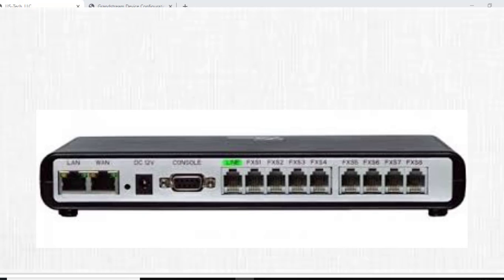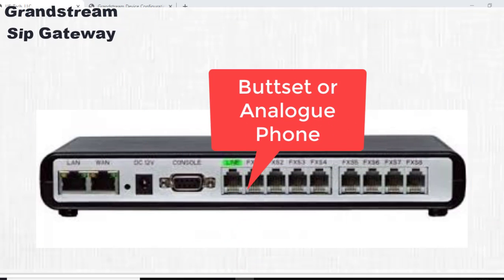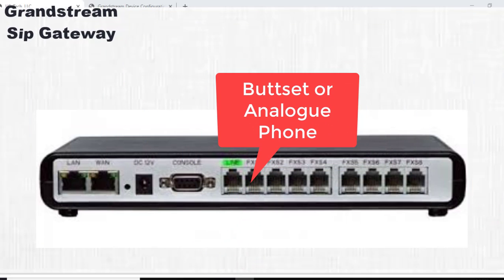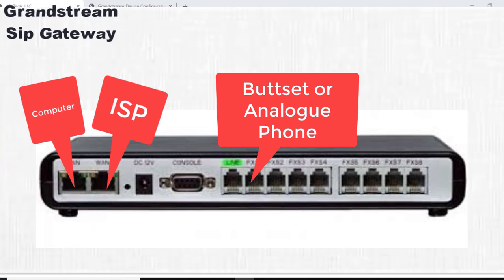Now, this is a three-step process. The first thing you want to do is get the IP address of your Grandstream gateway. To do this, you need to plug a butt set or an analog phone into the FXS1 port of your Grandstream. In the WAN port of your Grandstream, you want to plug your ISP, the internet source, and you want to plug your computer into the LAN port of your Grandstream.